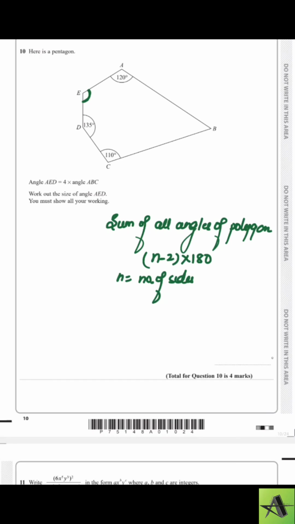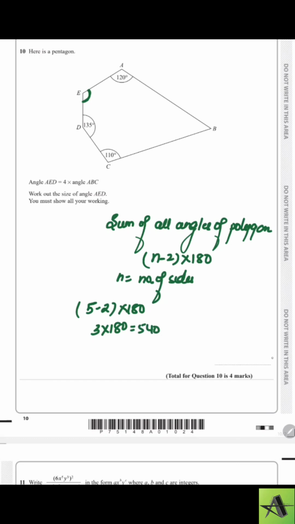Similarly, we know the sum of all angles of a quadrilateral, a square, a rectangle, these all are quadrilaterals, is always 360 degrees. So we know their sides are 4. So 4 minus 2 times 180 will give you 360. So we can calculate the sum of angles of any polygon with this formula. Here it's a pentagon, that means n is 5. So 5 minus 2 times 180. It's nothing but 3 times 180, which is equal to 540 degrees.